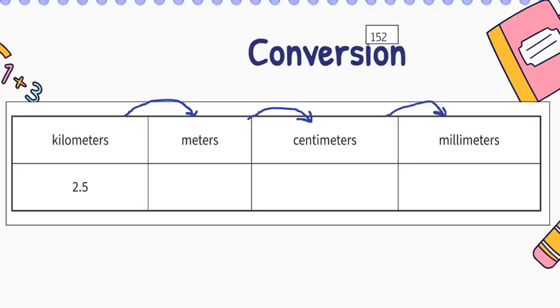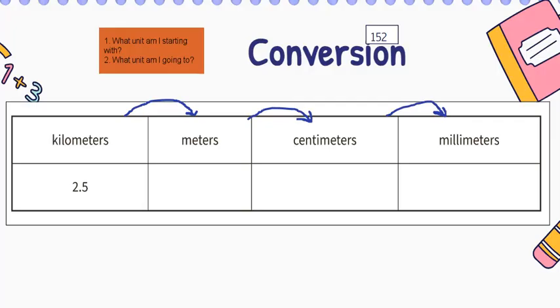Now, there's two questions that you could ask yourself that can help you understand it a little bit better. The first question is, what unit am I starting with? The next question is, what unit am I going to? Okay, so let's look at our first one here. We have 2 5/10 kilometer, and we're going to meters. What we need to remember is meters are going to be smaller in size than kilometers.